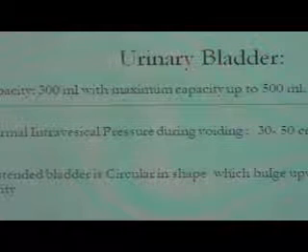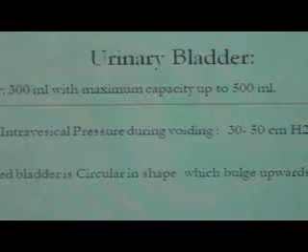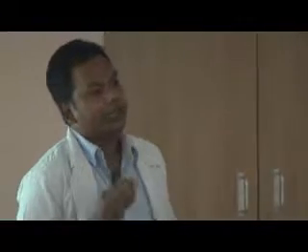The capacity of urinary bladder is usually 300 ml, but it may go up to 500 ml, and normal intravesical pressure during voiding is 30 to 50 centimeter of H2O. This is very important to solve the MCQ type of question. Most of the time this line has been asked. The normal intravesical pressure during voiding is 30 to 50 centimeter H2O.